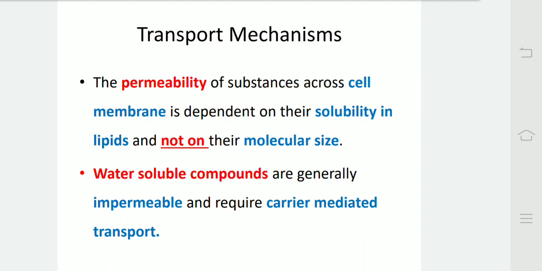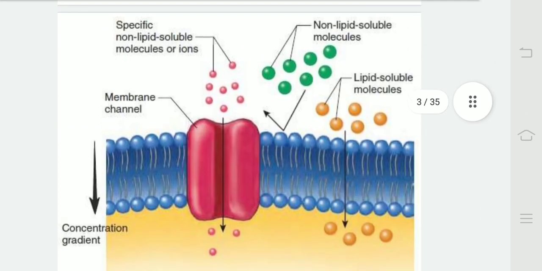The permeability across the cell membrane is dependent on the solubility of substances in lipids and not on their molecular size. Water soluble compounds are generally impermeable and require carrier mediated transport. In this diagram, we can see that non lipid soluble molecules require carrier protein, whereas lipid soluble molecules are transferred directly across lipid membrane.